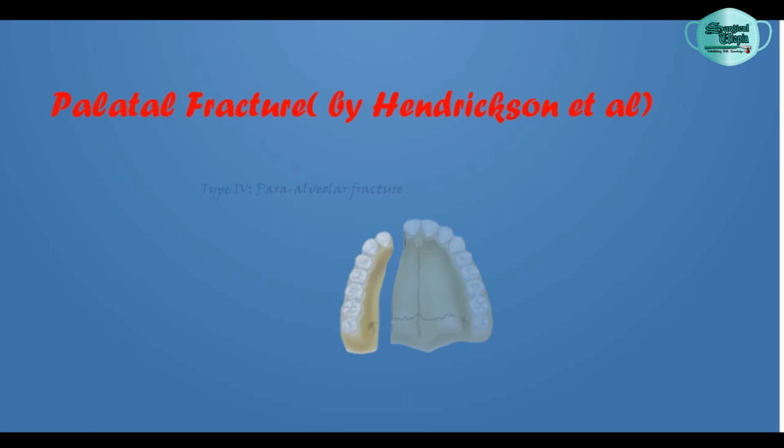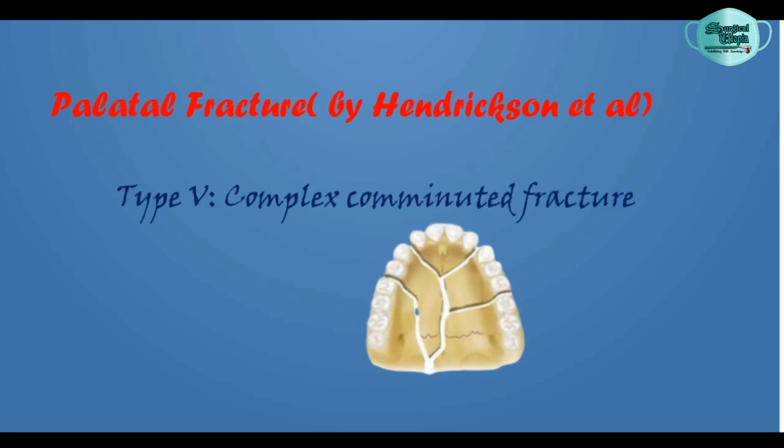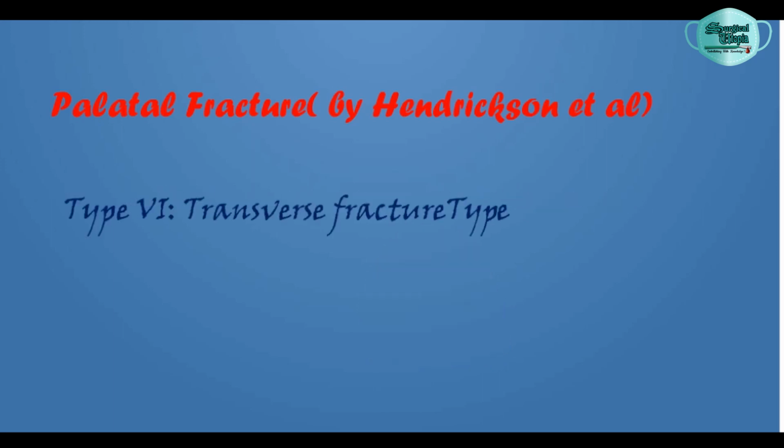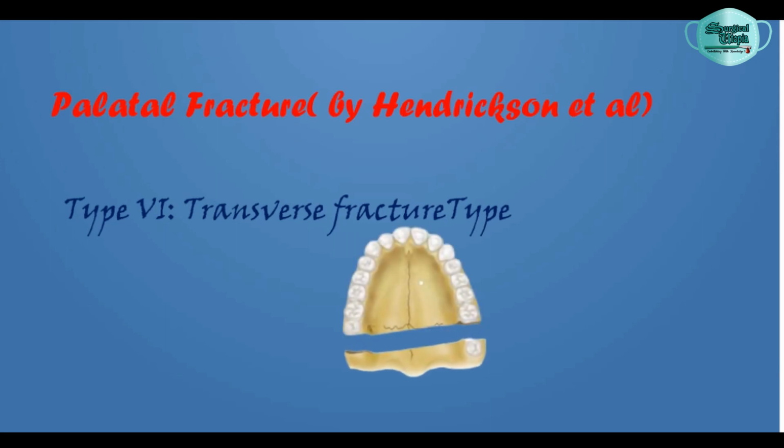Then type 5 fracture, which is a complex comminuted fracture where multiple fragments of the palatal bone are present. And lastly, the type 6 fracture, which is a transverse fracture. Although it is a rare fracture, it involves the division in the coronal plane. So it will extend from the molar tooth on one side to the molar tooth on the other side. So this is transverse palatal fracture.